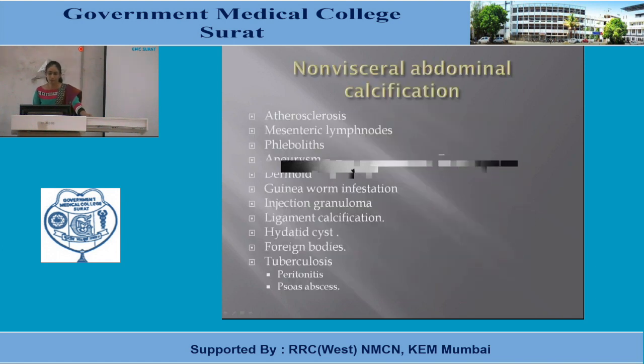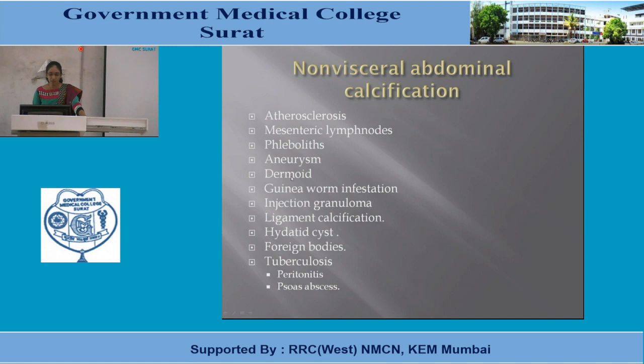Non-visceral abdominal calcifications are atherosclerosis of the abdominal aorta or major vessels, mesenteric lymph node calcification in case of treated tuberculosis abdomen. Phleboliths. Phleboliths are calcifications within the venous channels of the body. It is typically seen as well-defined rounded opacity with central lucency.